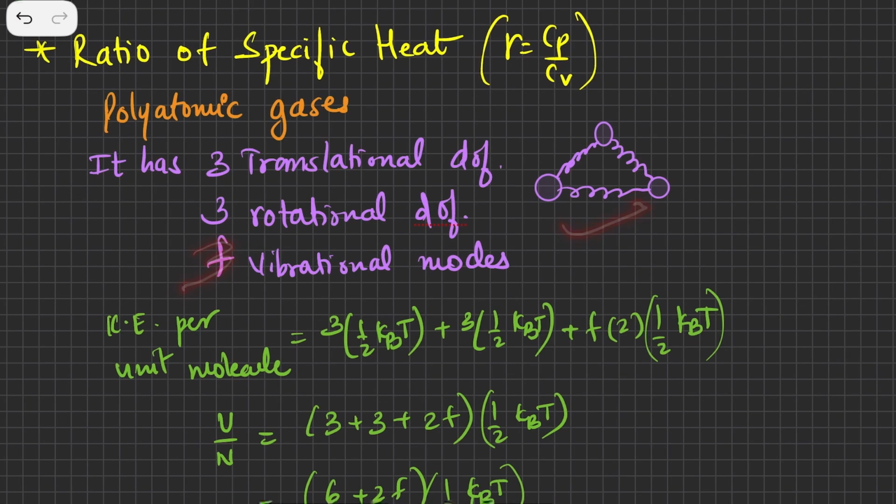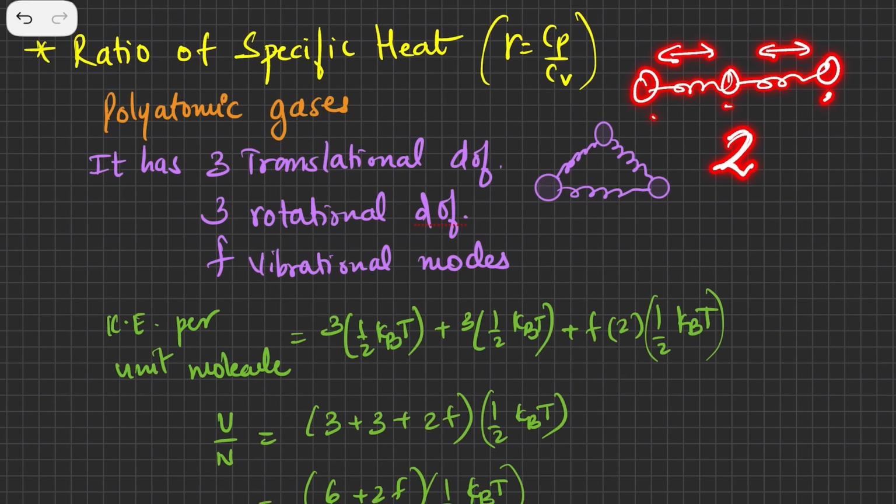But if the atoms were in a single line, then the molecule could have vibrated like this or like this. So in this case, there are only 2 vibrational degrees of freedom. Even though the atoms are 3, there are only 2 vibrational degrees of freedom. In the earlier molecule, there are 3 atoms, and there are 3 vibrational modes. So I have just said f vibrational modes because it depends upon the structure of a molecule.